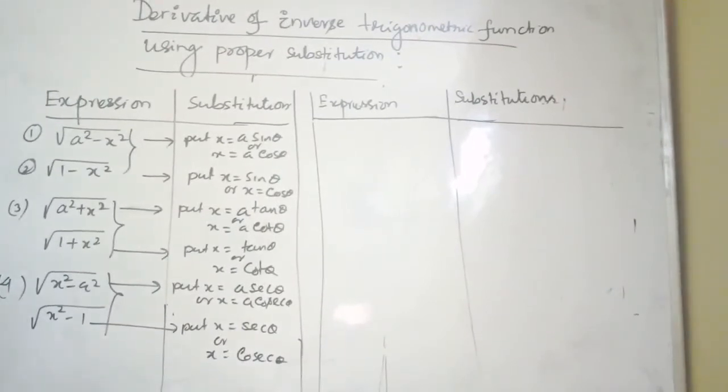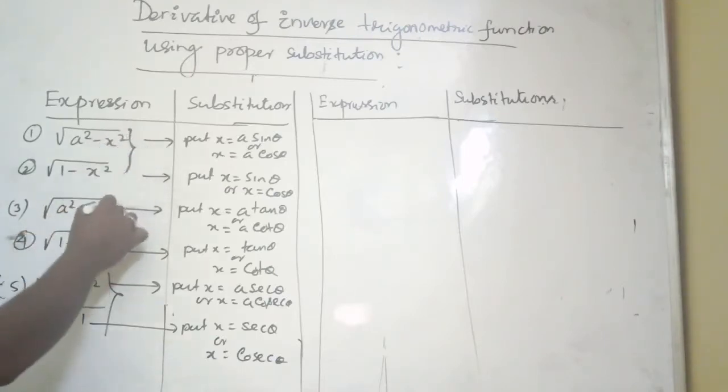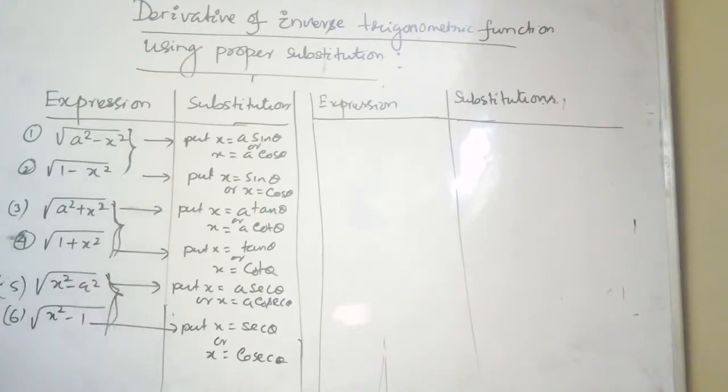Now this is 5 and this is 6. These two are similar.